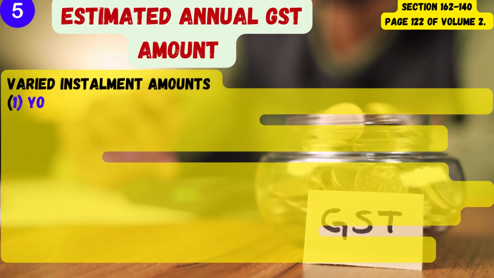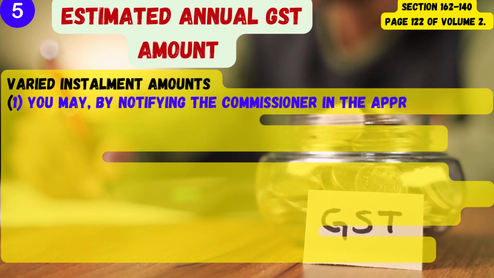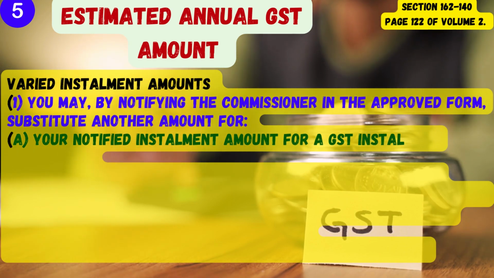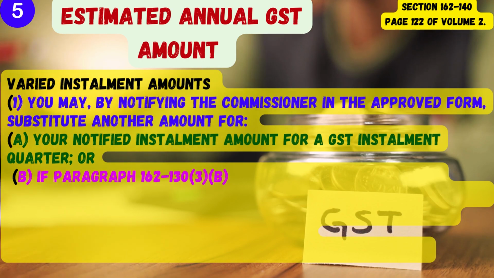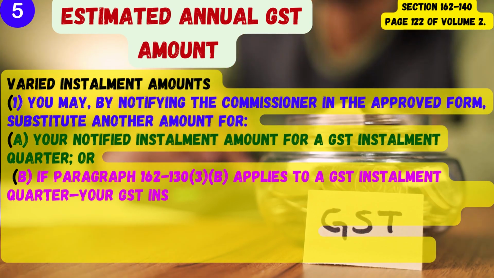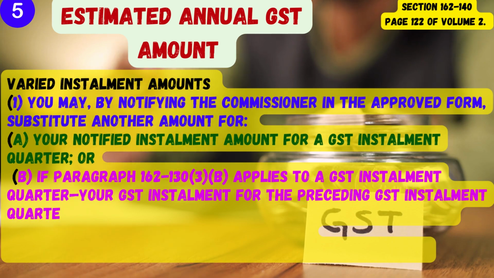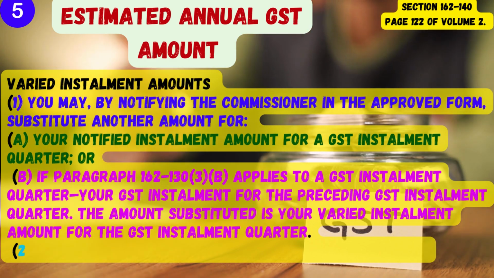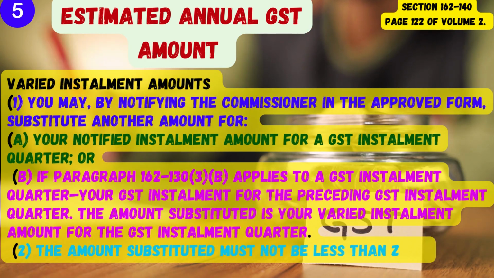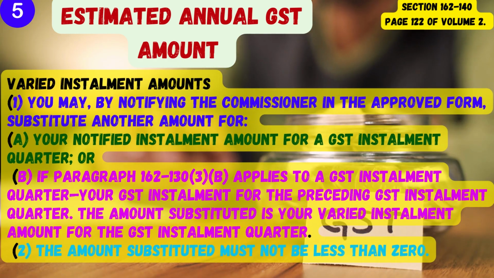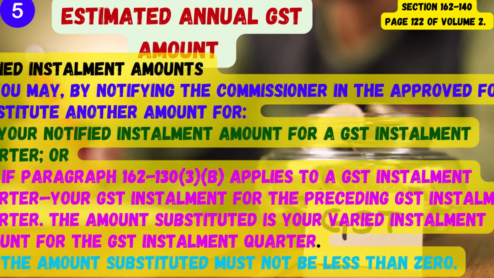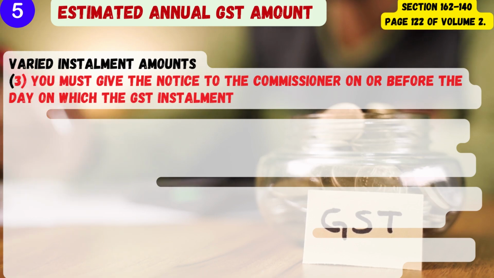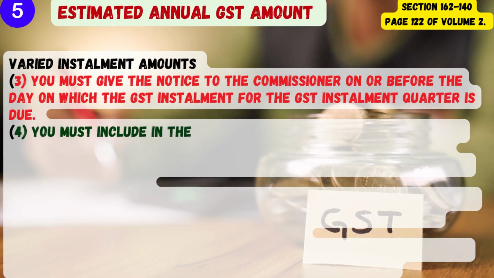Varied installment amounts. 1. You may, by notifying the Commissioner in the approved form, substitute another amount for a. Your notified installment amount for a GST installment quarter, or b. If paragraph 162-133(b) applies to a GST installment quarter, your GST installment for the preceding GST installment quarter. The amount substituted is your varied installment amount for the GST installment quarter. 2. The amount substituted must not be less than 0. 3. You must give the notice to the Commissioner on or before the day on which the GST installment for the GST installment quarter is due.